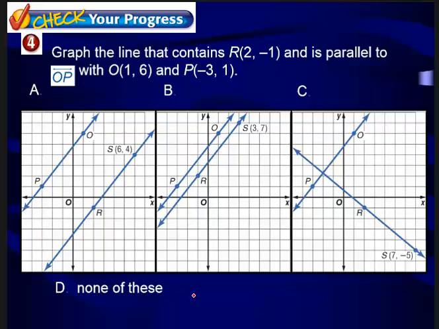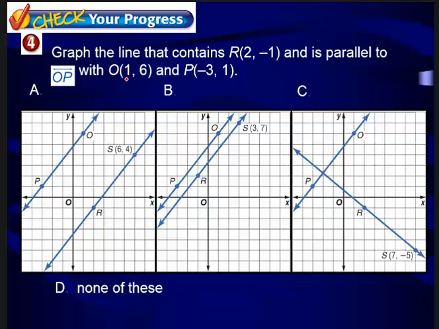Okay, let's look at this one on a graph. Graph the line that contains r at 2, negative 2, and is parallel to OP, which goes through 1, 6, and negative 3, 1. So all we have to do is look at each one of these situations and see if it meets all of these requirements. So here, is r at 2, negative 1? Yes.